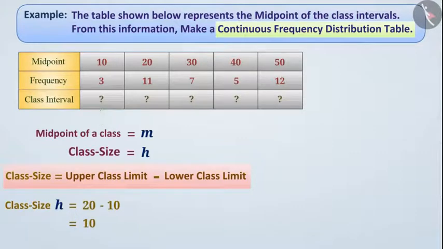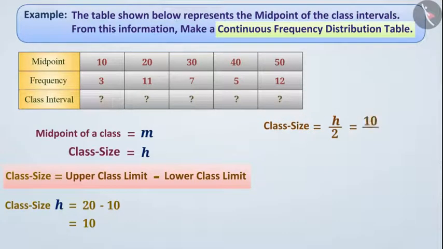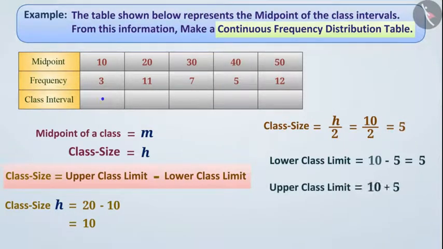If we reduce this difference to half of the class size, we will find the difference between the midpoint and the lower class limit or the midpoint and the upper class limit. h divided by 2 equals 10 divided by 2 equals 5. If we subtract this difference from the midpoint, we will get the lower class limit 10 minus 5 equals 5. Similarly, if we add this difference to the midpoint, then we get the upper class limit 10 plus 5 equals 15. In this way, we get the first class interval 5 to 15.